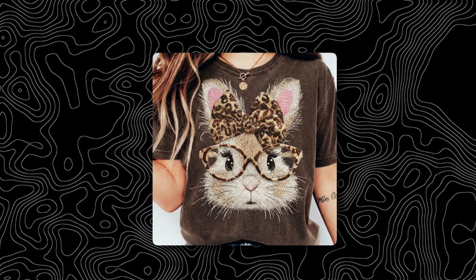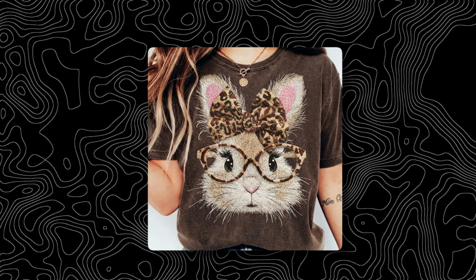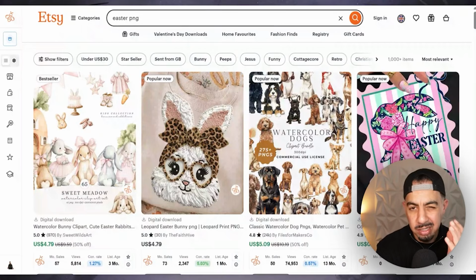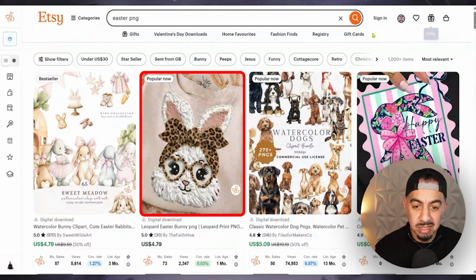Now, Easter's not here yet, but it's definitely approaching quite soon. And remember to always list months before the time. So I'm pretty sure that this is something I should be listing for: this bunny, coquette bow tie, with the glasses. But I'm going to look a little bit deeper into this one that's doing fantastically well, probably better than the others. Let's check it out.